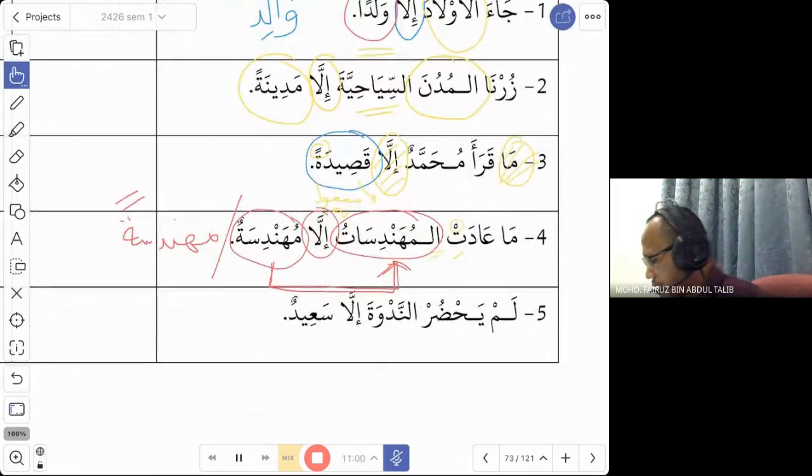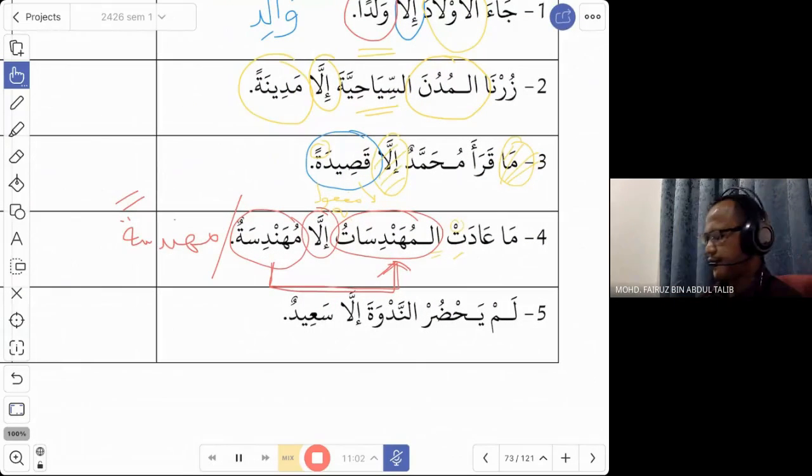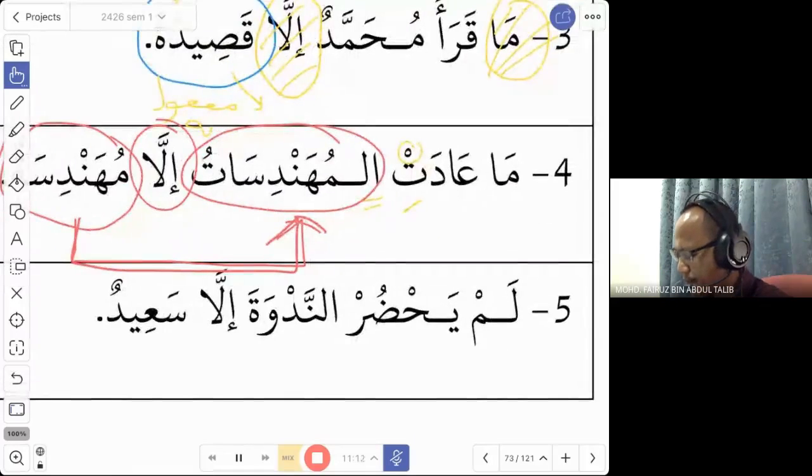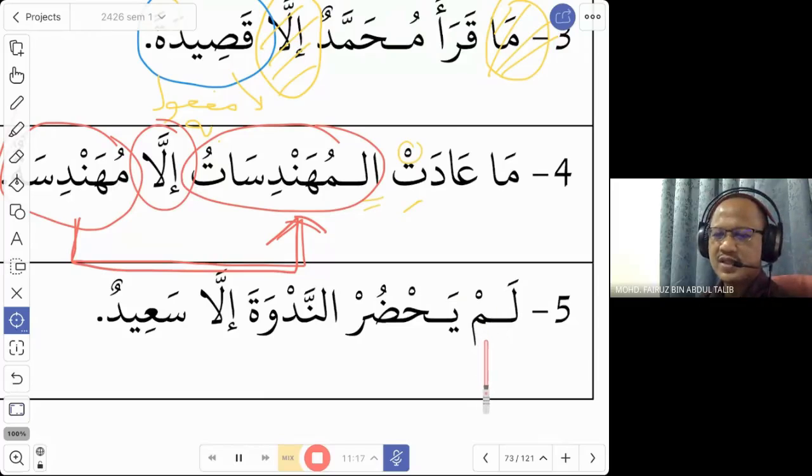Sahih. Number 5. Lam yahdur an-nadwata illa sa'idun. Now we have this word lam. Lam is one of the nafi words. Other than ma, we have la, we have laisa, we have lam. So now they use the word lam.